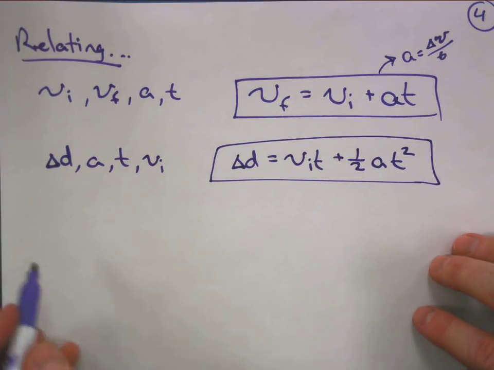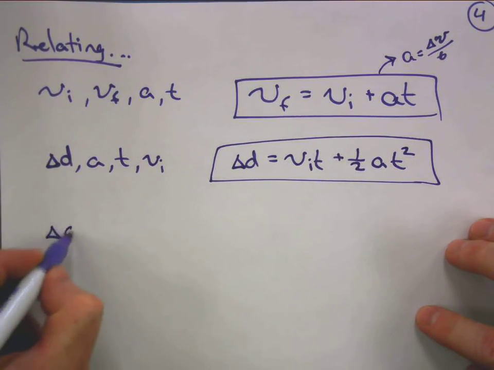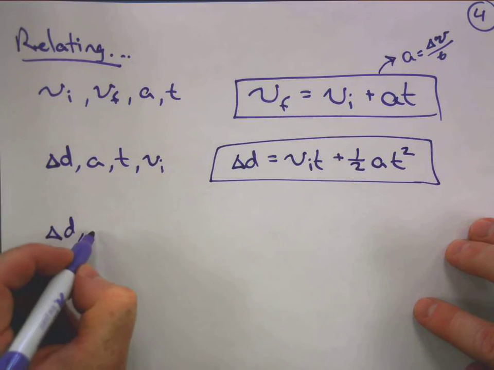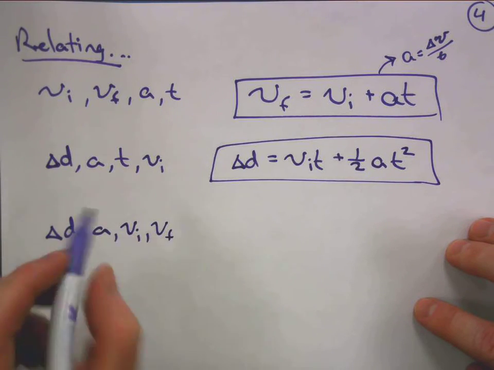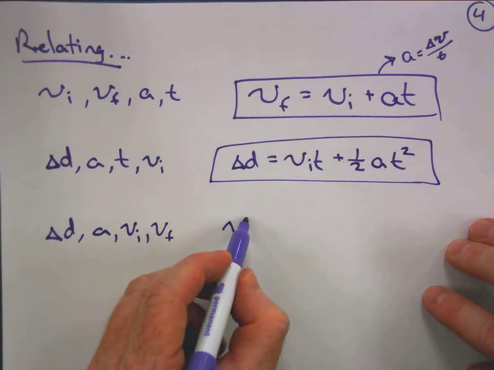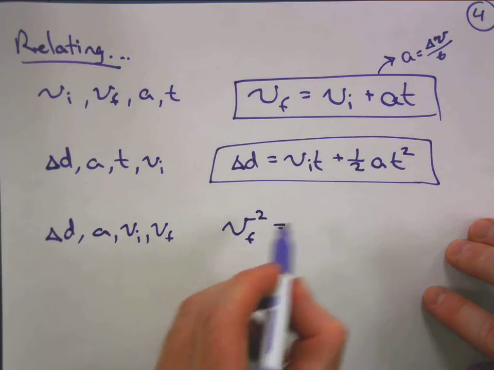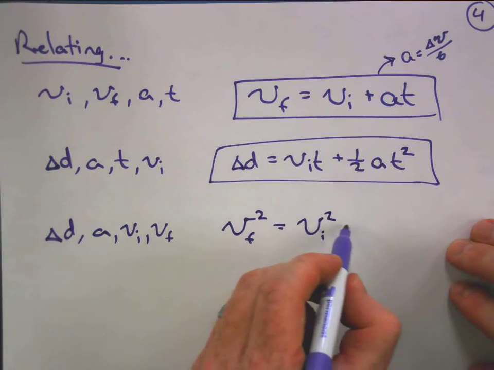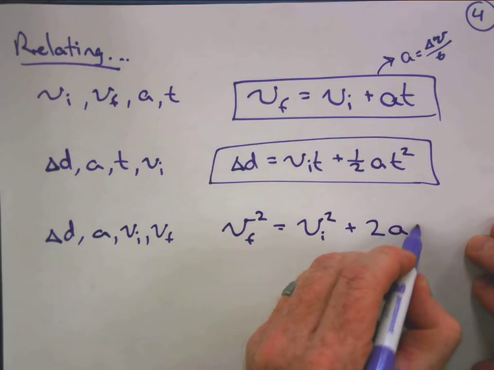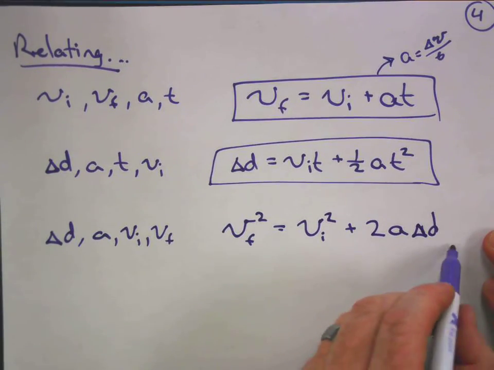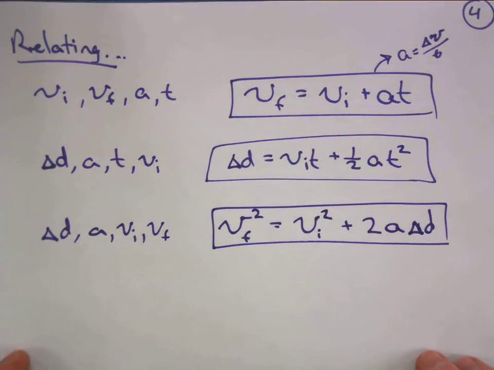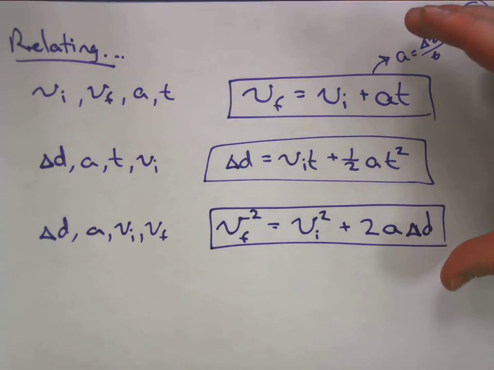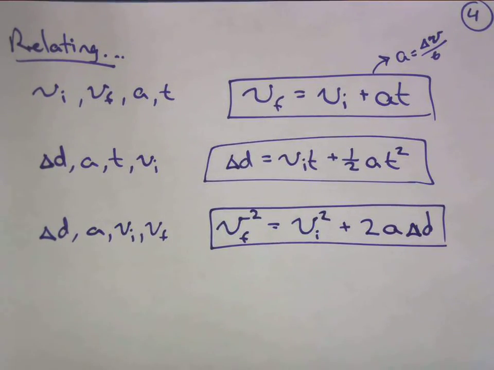Okay. Now, if you instead are relating a different mix, the third mix of these four things, displacement, acceleration, initial, and final velocities, well, then you would use this equation. Final velocity squared equals initial velocity squared plus 2 times acceleration times displacement. All right. 3 very important equations that are very useful when you're solving problems about accelerated motion.